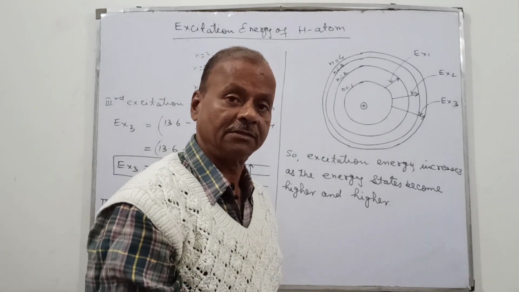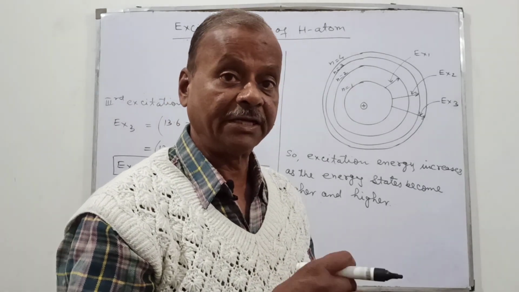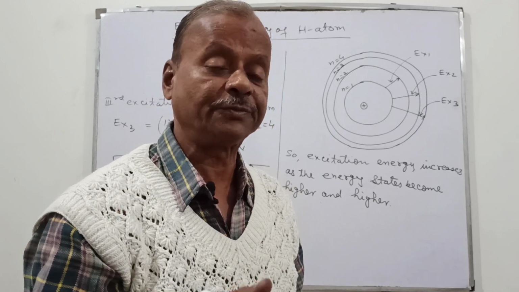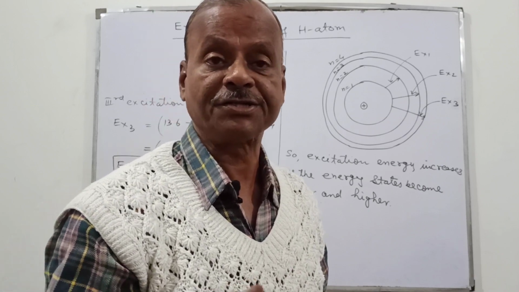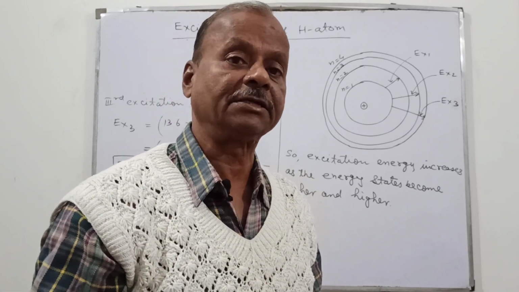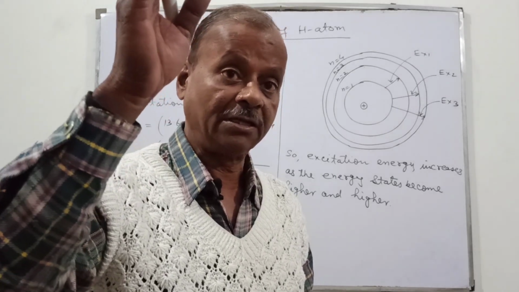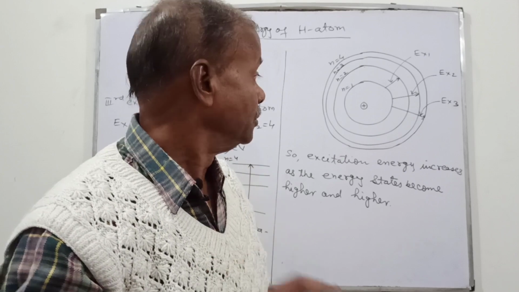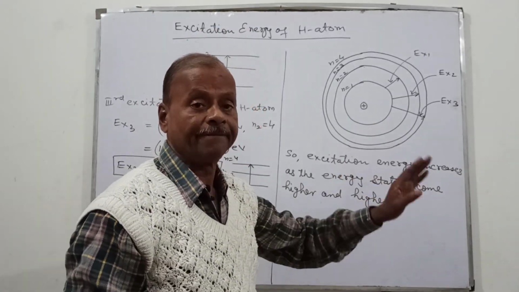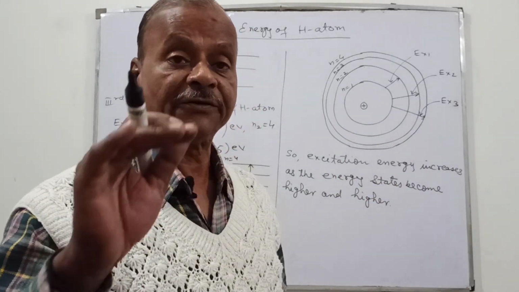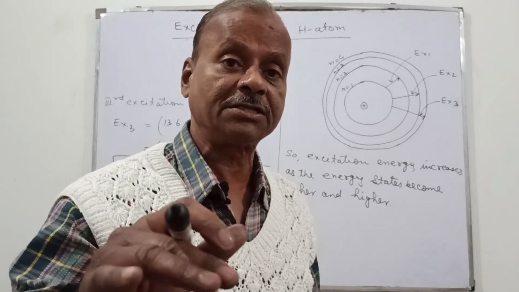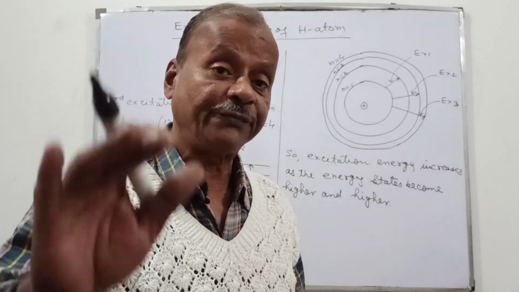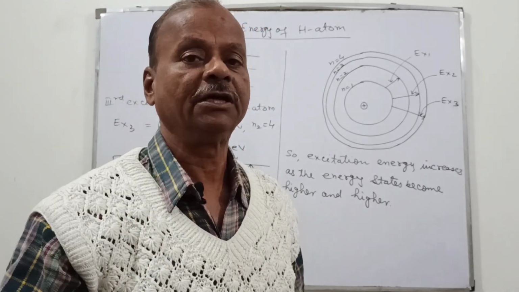And to excite the electron, the energy is always supplied from an outside source. So the electron absorbs the energy in the form of discrete energy, and then it is excited to the higher energy state, and that absorbed energy is always equal to the excitation energy of the electron. So this is the difference of the two energy states, the ground energy state and the excited energy state. So that is how we find the excitation energy of the hydrogen atom.